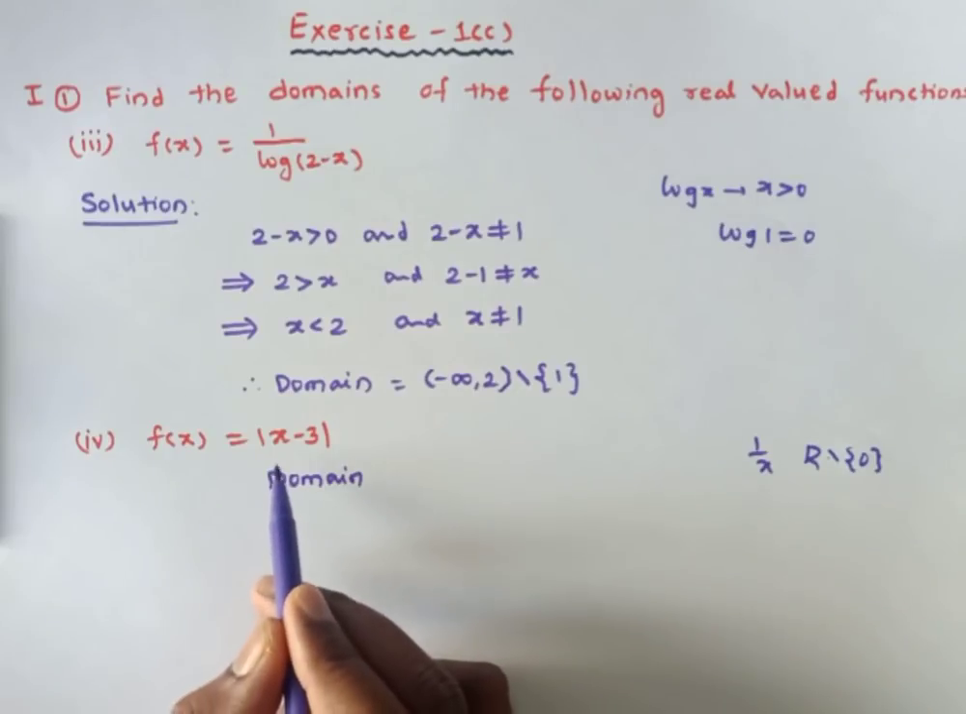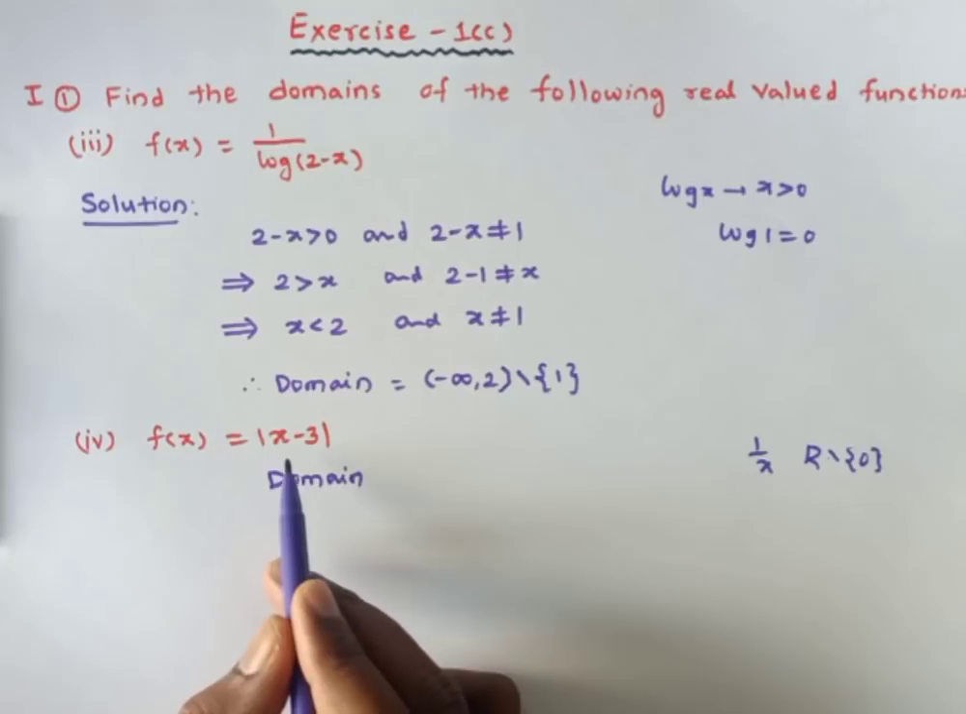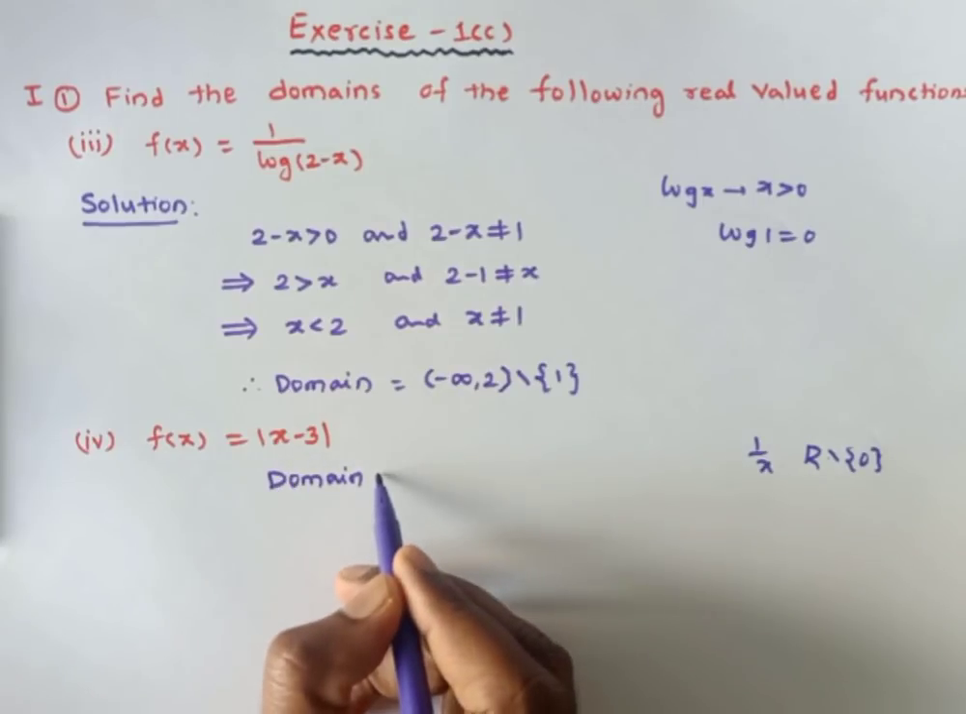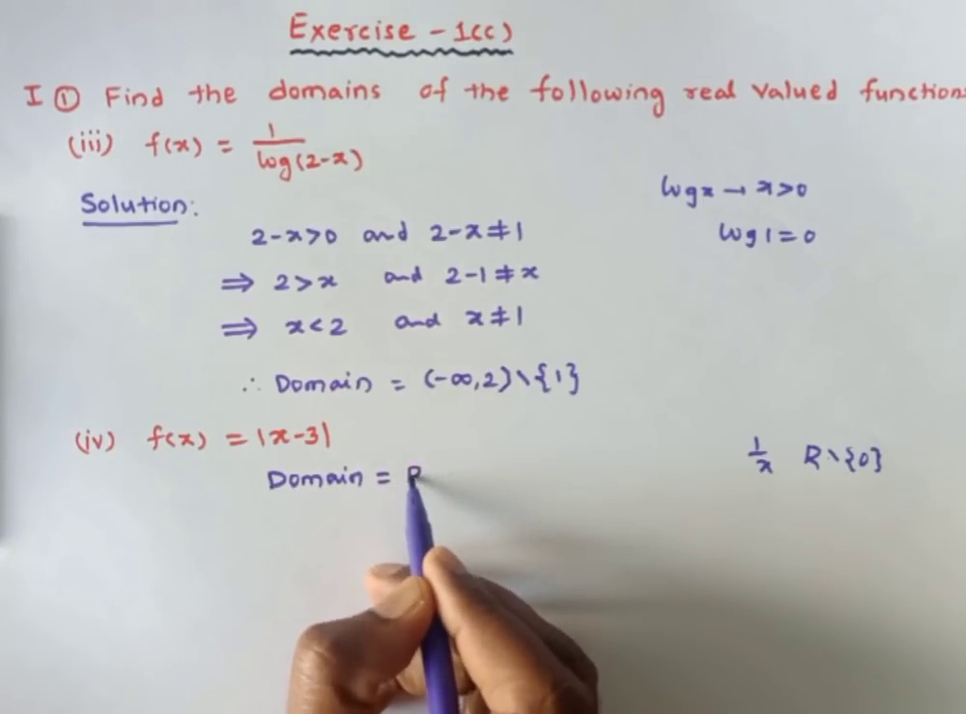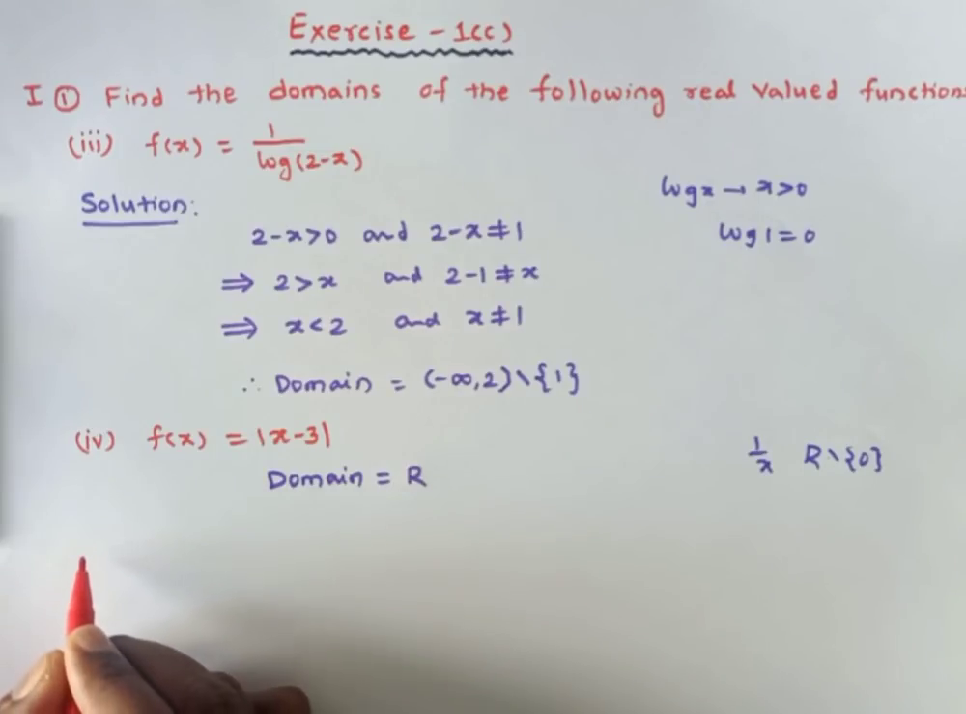So here you can observe, if we give any value of x, there is no problem, nowhere it is undefined. So therefore this is defined for all real numbers. The domain of f of x equal to mod x minus 3 is all real numbers.